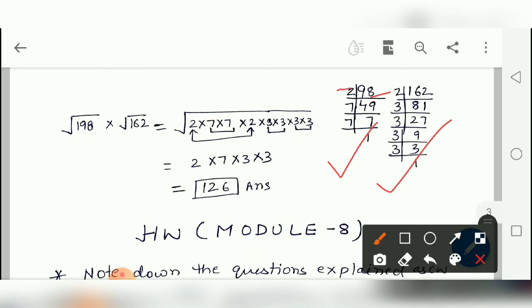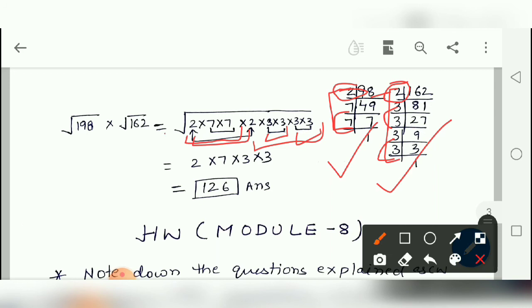Now 98 is equal to 2 into 7 into 7, and 162 is equal to 2 into 3 into 3 into 3 into 3. Here I have written 2 into 7 into 7, then after that 2 into 3 into 3 into 3 into 3. Here the pair of 3 and 3 is there, 3 and 3 is there, and the 7 pair is also there. Now in 98 the 2 is unpaired and in 162 the 2 is unpaired, so these two 2s will combine and become one pair.